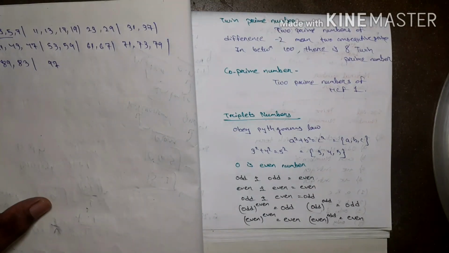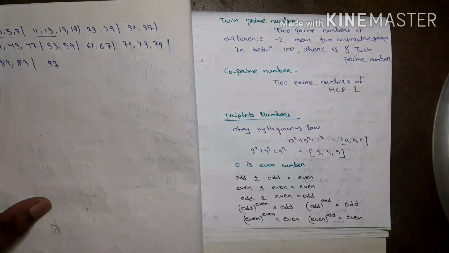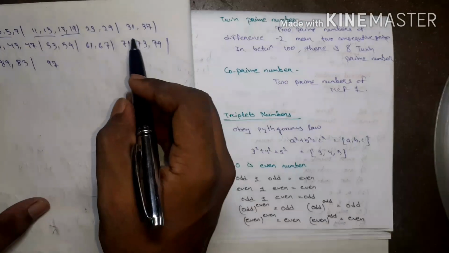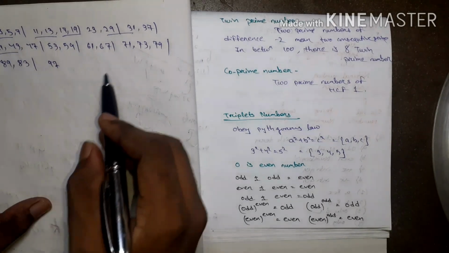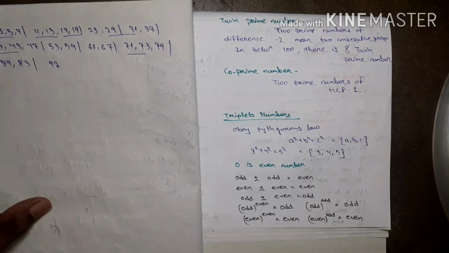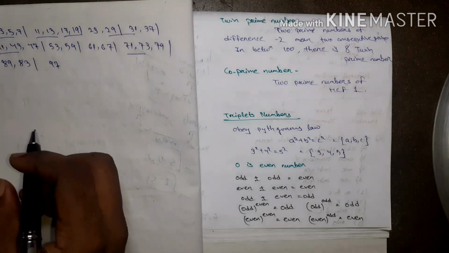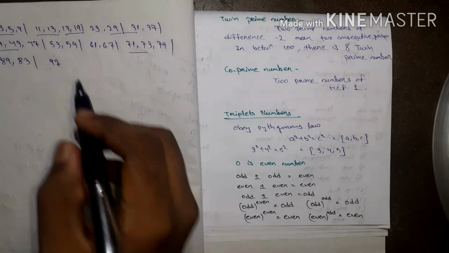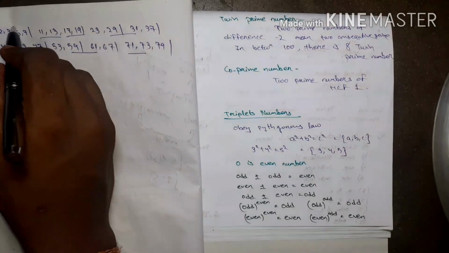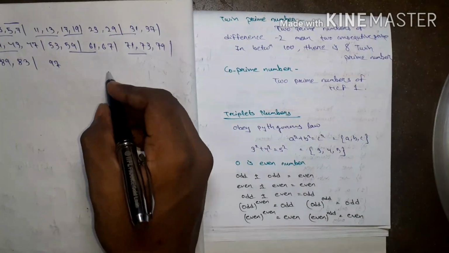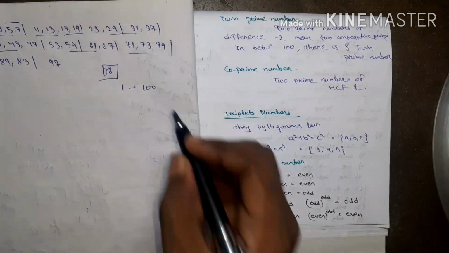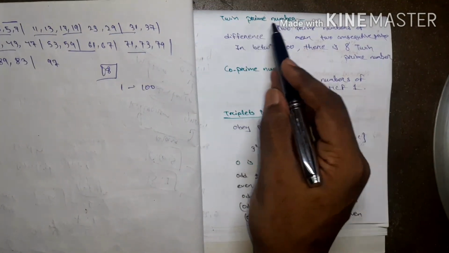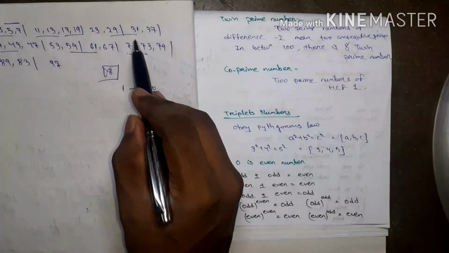3, 5. Another is 11, 13, 17, 19, 29, 31, 41, 43, 71, 73, and 59, 61, and 5 and 7. If you count, there are 8 twin prime pairs between 1 and 100. You understand what a twin prime number is? Twin prime numbers mean two prime numbers with a difference of 2.